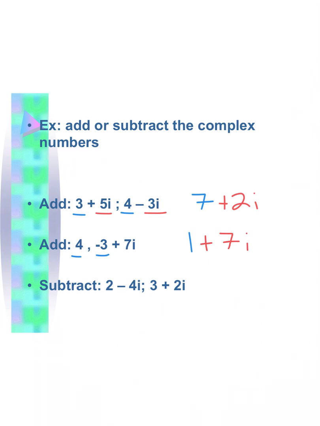And for our final example, now we're going to be doing some subtraction. Again, we're going to line up like terms. So I'm going to start by subtracting the 2 and the 3. I'm going to do 2 minus 3. So in this instance, we're going to get a minus 1. And then I'm also going to pair up the negative 4i and the positive 2i. If I subtract them, negative 4i minus 2i is going to end up being negative 6i.